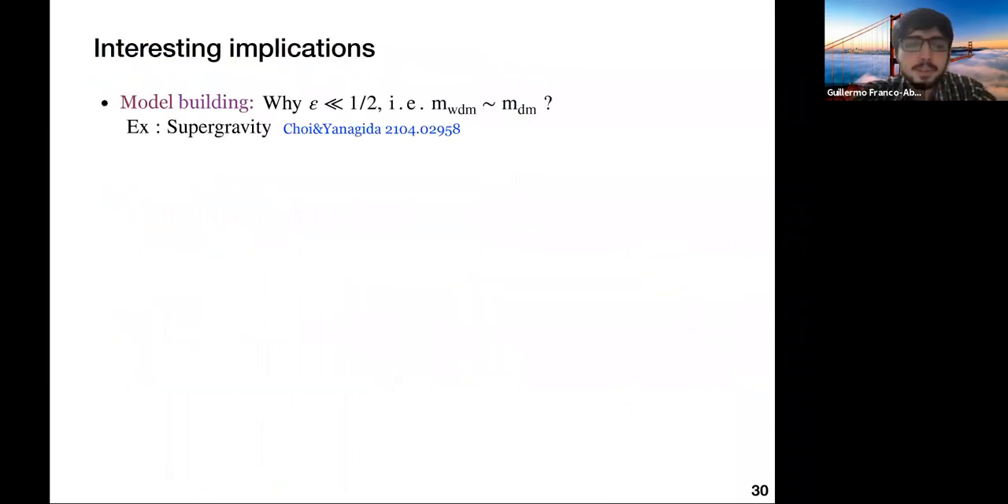But the interesting thing is that this model has also some implications beyond explaining the S8 anomaly. For example, from the model building point of view, it would be interesting to understand why data in general favors very small values of epsilon, which correspond to a very small mass splitting. And there was recently a paper in which the authors built a model in the context of supergravity, which precisely reproduced this kind of decays and also provided a natural explanation for this small value of epsilon, for this small mass splitting.